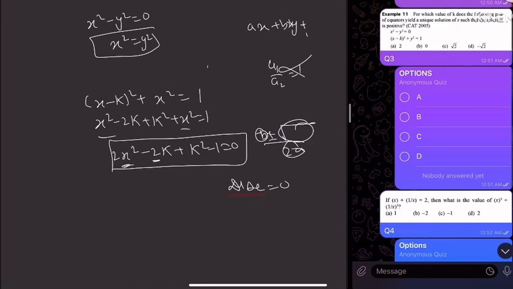So discriminant is basically 4b square. Oh, sorry, no need, we don't have x now, we can directly do this.